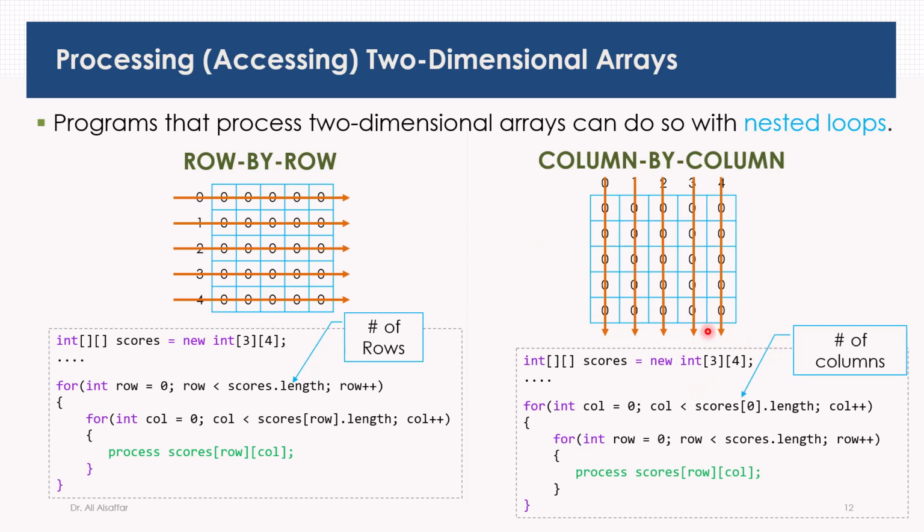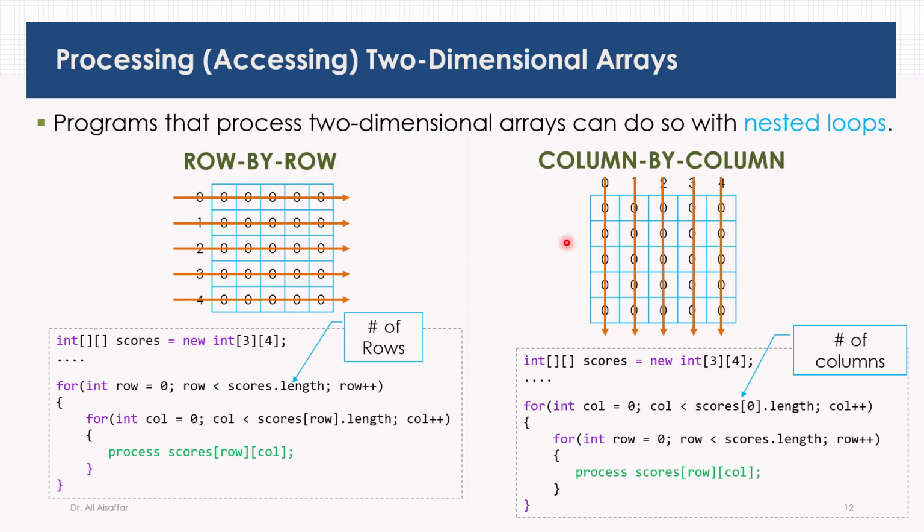We are defining a two-dimensional array, number of rows is 3, and number of columns is 4. This is not a ragged array. So that means every one-dimensional array of a row has the same size. You can use any one-dimensional array of any row to determine the number of columns. Therefore, we are using dot length for the array that is at row 0. So we say scores[0].length.